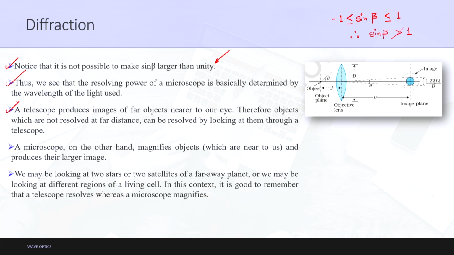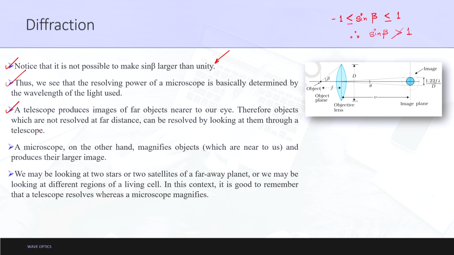A telescope produces images of far objects nearer to our eye. So that is a simple application of a telescope. What does a telescope do? If I make a typical diagram, let us say this is the object. So the object's image is being captured at this position. Therefore what a telescope does is it tries to bring the image nearer to us.